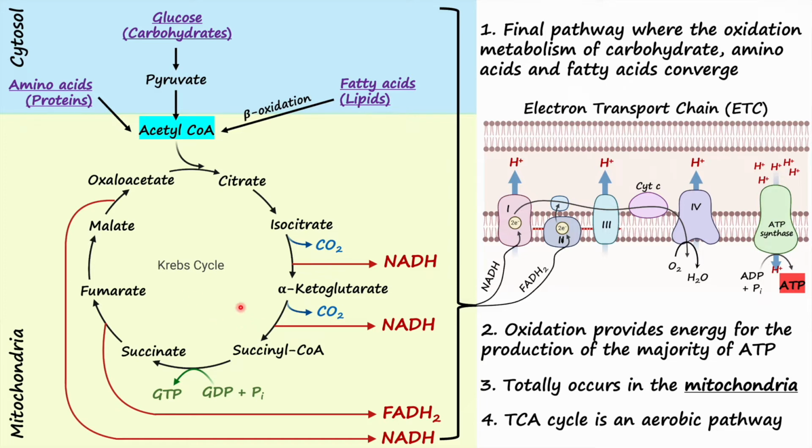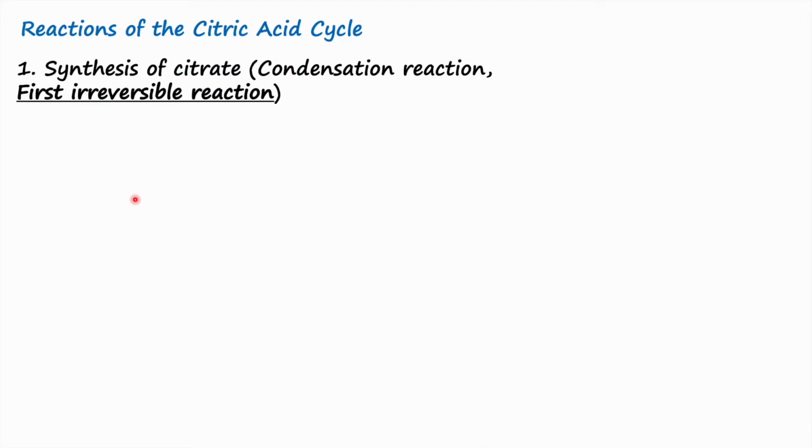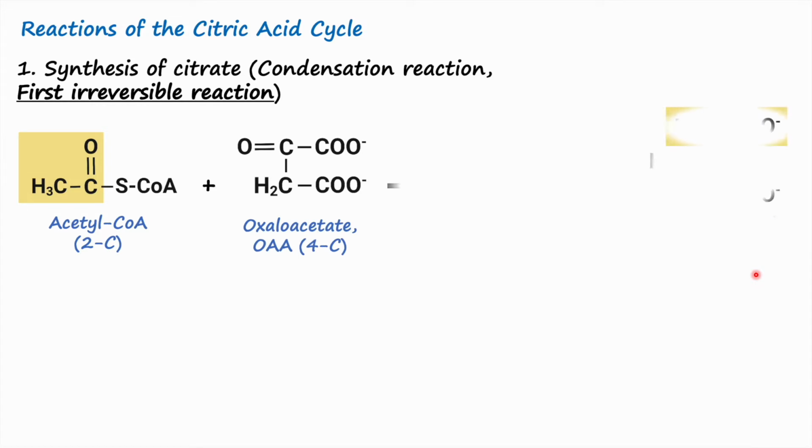There are 8 reactions of the citric acid cycle, and we are going to learn about each and every reaction in detail. The first reaction is the synthesis of citrate, which is also a condensation reaction, and this is the first irreversible reaction of the citric acid cycle. In the first reaction, acetyl-coenzyme A condenses with oxaloacetate to synthesize citrate.